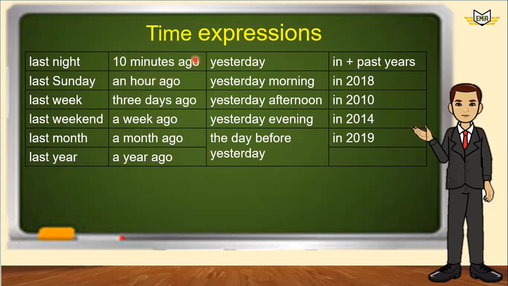You can also use the expression ago. One hour ago, three days ago, a week ago, a month ago, a year ago. Yesterday, yesterday morning, yesterday afternoon, yesterday evening, the day before yesterday. Or you can also use the preposition in plus years from the past. For example, in 2018, in 2010, in 2014.